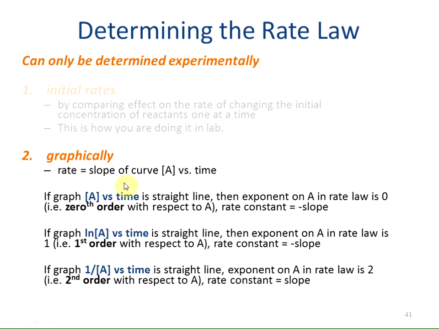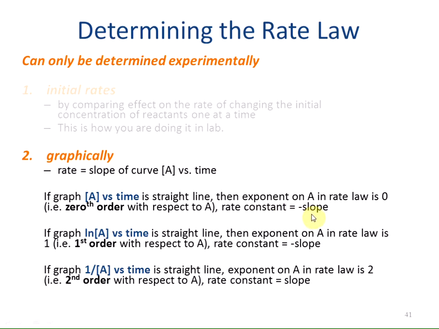Now if we do several different types of plots, we can figure out the order of a reaction based upon whether or not we get a straight line. So let's look at our first example. In the first example, we're going to be looking at a plot of concentration versus time. So if the graph of concentration versus time is a straight line, then the exponent on A in the rate law is 0. So it's 0th order with respect to A. And the rate constant is going to be equal to the negative slope value.